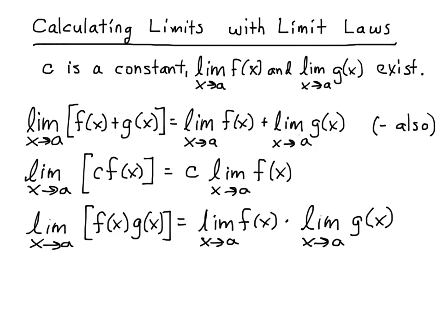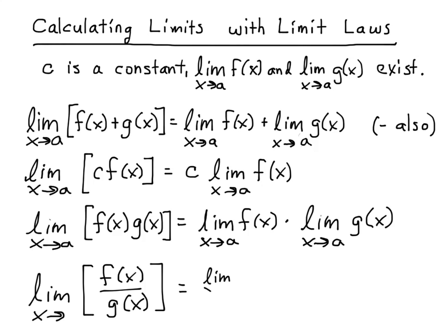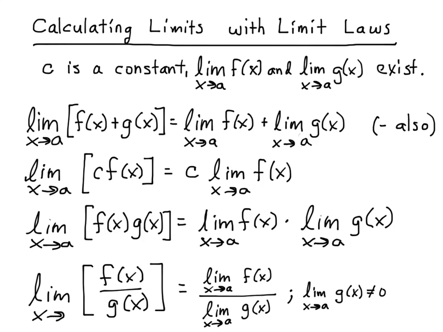And then finally, if we take the ratio of the functions, we can find the limits and then do the division. The stipulation here, though, is that the limit as x goes to a of g of x can't be 0, because then, of course, we're doing division by 0.